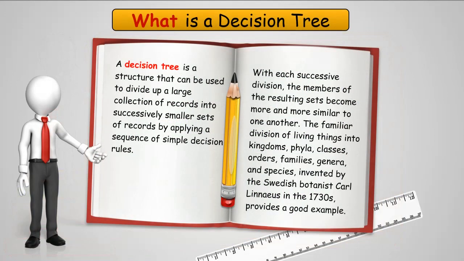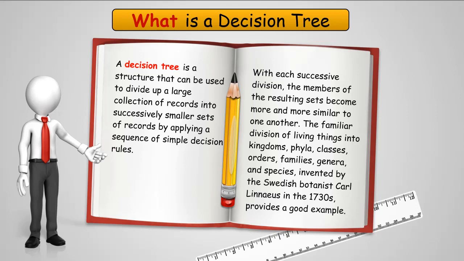All right, well, what is a decision tree? It's a structure that can be used to divide up large collections of records into successively smaller sets by applying a sequence of decision rules. So within each successive division, the resulting sets become more and more similar to one another. The familiar division of living things into kingdoms, phyla, classes, orders, families, genera, and species, and so on, invented by the Swedish scientist Carl Linnaeus, is a good example of one.